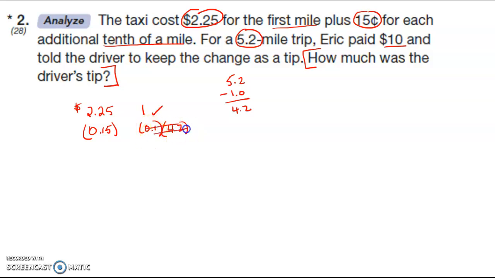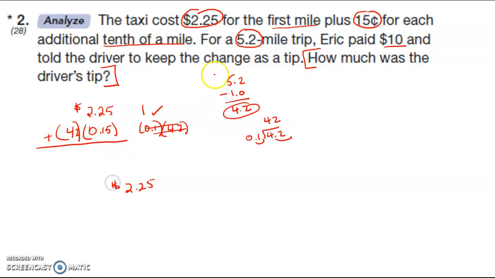Actually, no, we can't do that because we need to know how many tenths are in this. So let's go ahead and divide this. And we get 42 tenths, which means we're going to multiply this by 42. And then we're going to add this. Okay, so we have $2.25 for that first mile, right? Which gets us to 4.2 miles. We figured out how many tenths were in that because it's 15 cents per tenth.